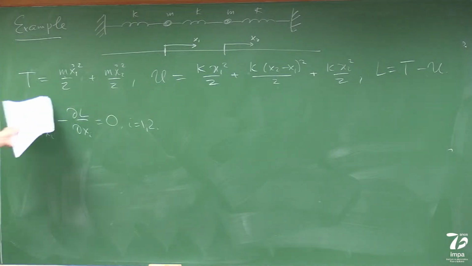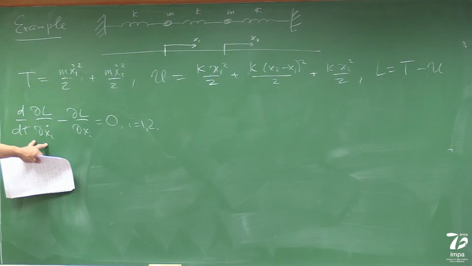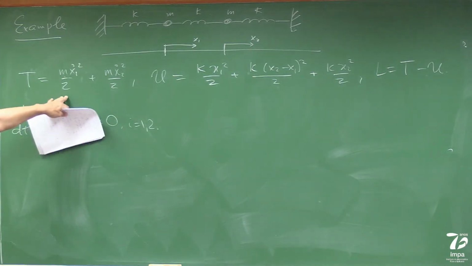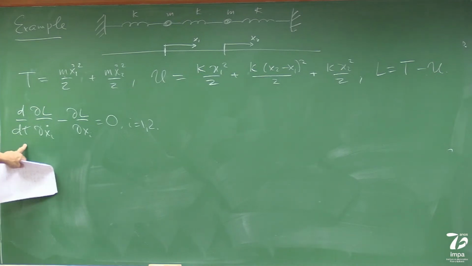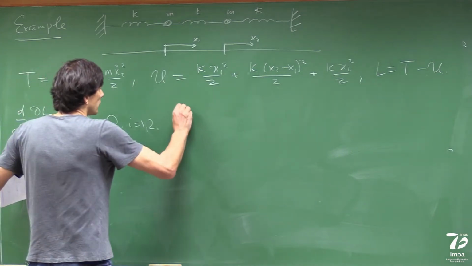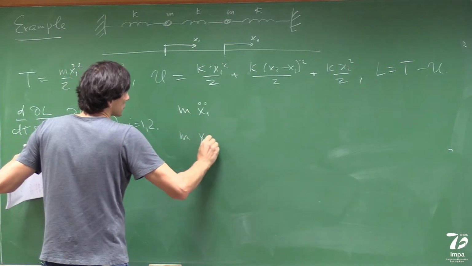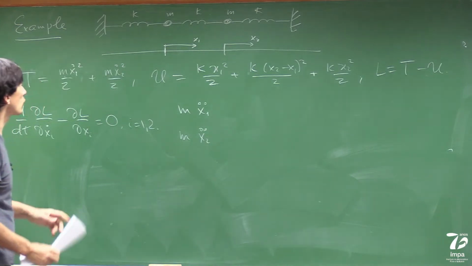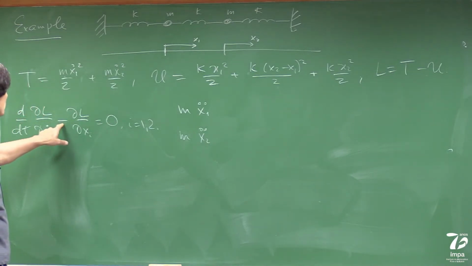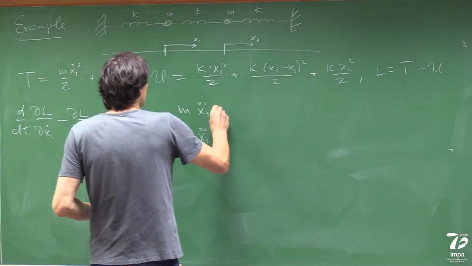With this Lagrangian, T minus U. The first term, when kinetic energy has this form, we know that it is always mass times acceleration. So the first equations will be mass times acceleration for the first and mass times acceleration for the second. The second term will come with a plus because it's minus here, minus here. It will come with a plus.